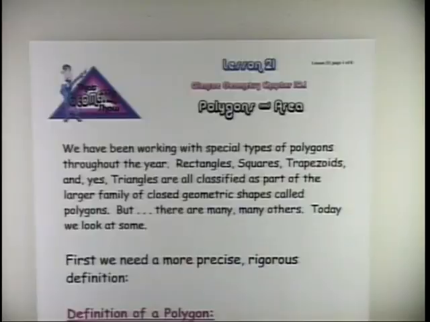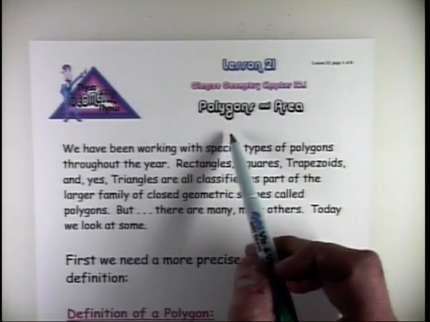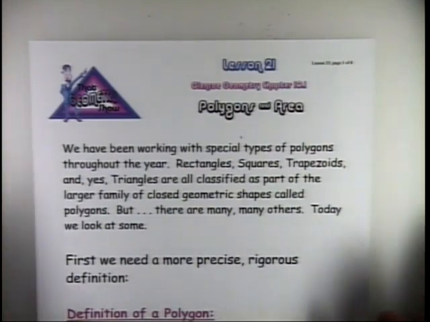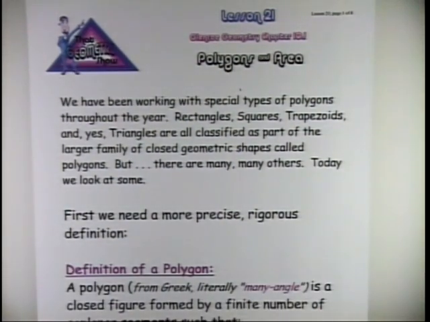Hope you join me. All right, today's lesson 21. 21 is going to go along with your chapter 10.1 in your Glencoe book. We're going to be talking, of course, about polygons, and at the end I'm going to throw in a little something about area. Okay? Now, we've been working with special types of polygons throughout the year.